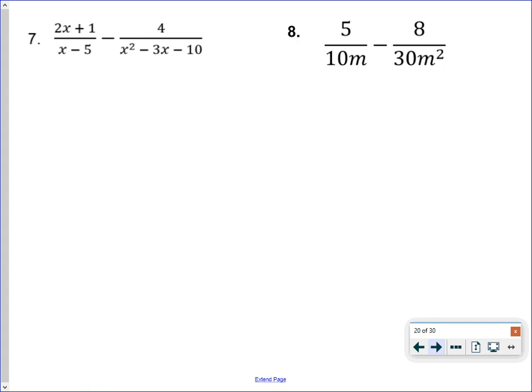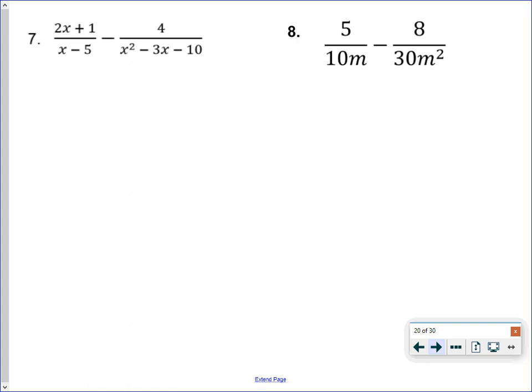I'm going to leave 7 for you guys to do on your own as well. It's not going to be anything different than what we've been doing. So I'm going to leave that for you guys to do. But we're going to go on to number 8, because this is not in your notes. So you guys are going to have to write this down by yourselves.